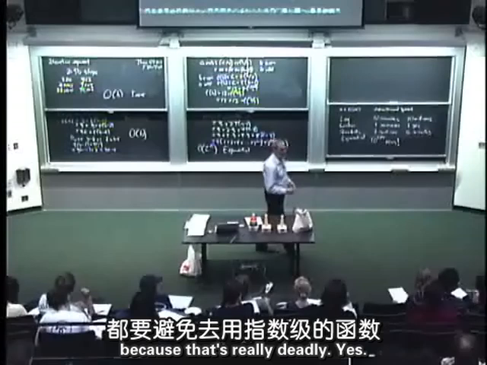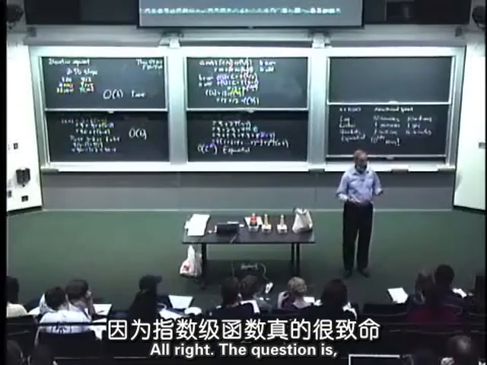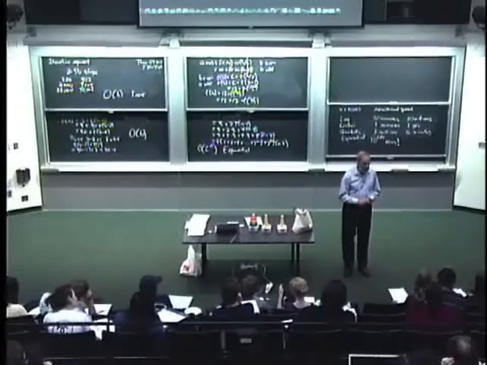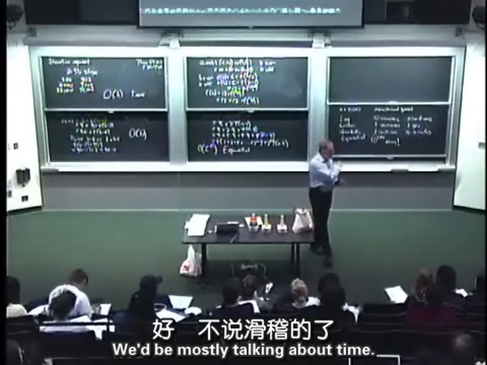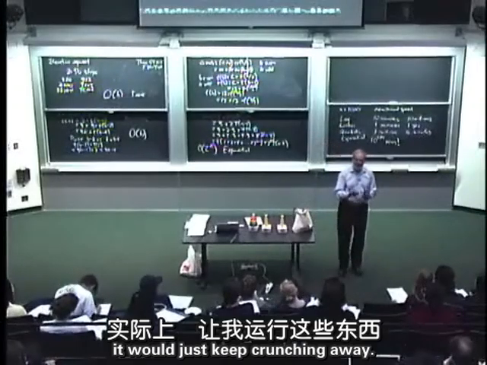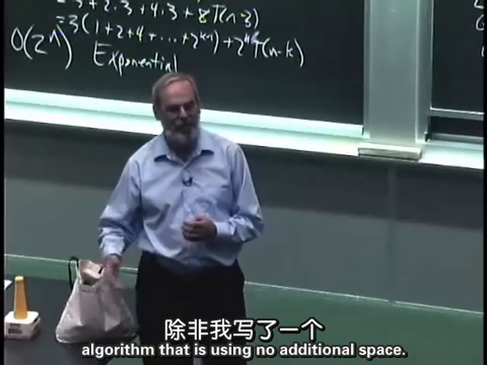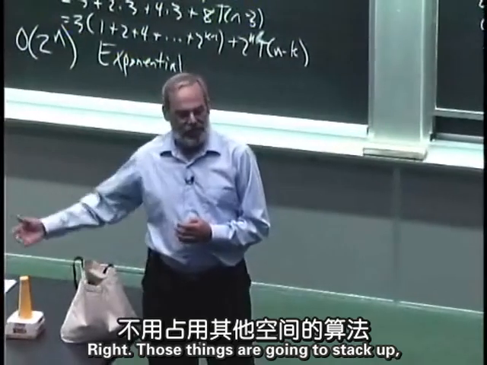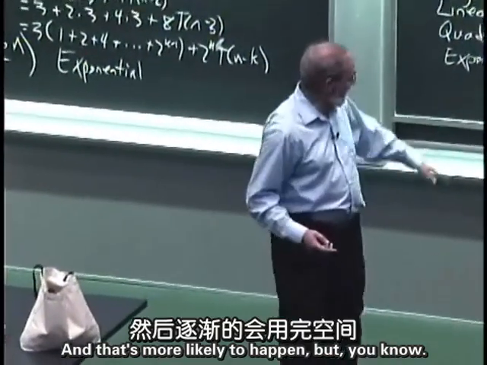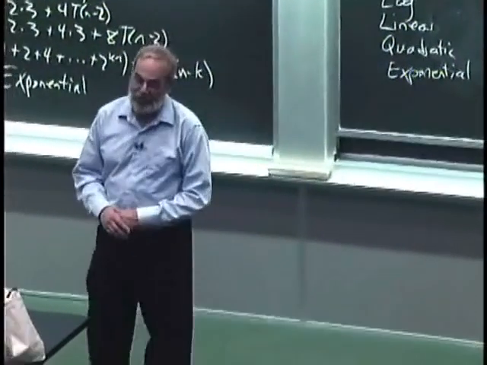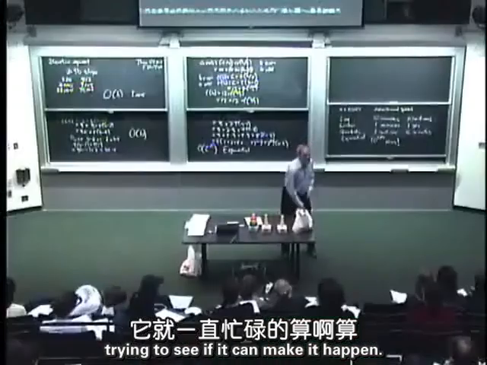Yes? Is there a point at which Python will just quit? Right, the question is whether there's a point where it'll quit. Yeah, when the power goes out. Let me not answer so facetiously. We'd mostly be talking about time. If I ran one of these things, it would just keep crunching away. It will probably quit at some point because of space issues, unless I'm writing an algorithm that uses no additional space. Those things are going to stack up, and eventually it's going to run out of space, and that's more likely to happen. But the algorithm doesn't know that it's going to take this long to compute. It's just busy crunching away, trying to see if it can make it happen. Okay? Good question. Thank you.